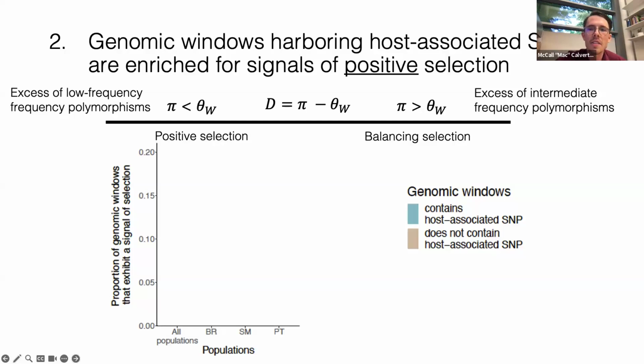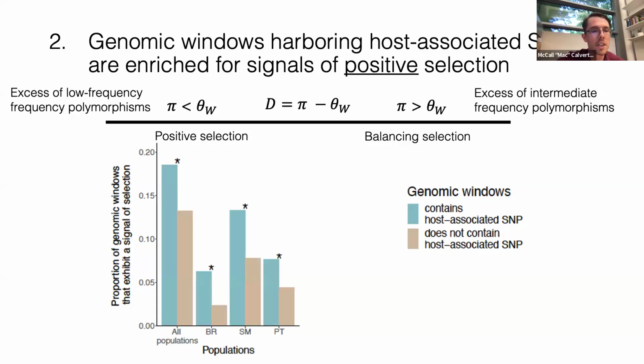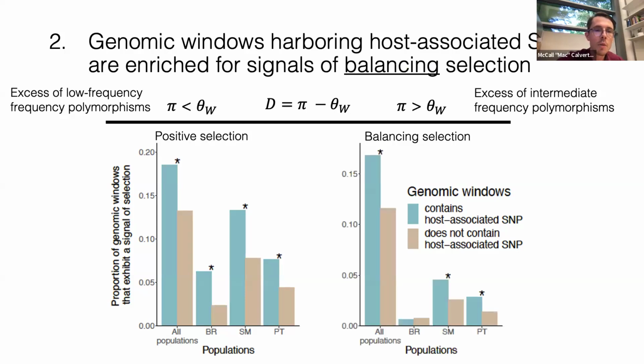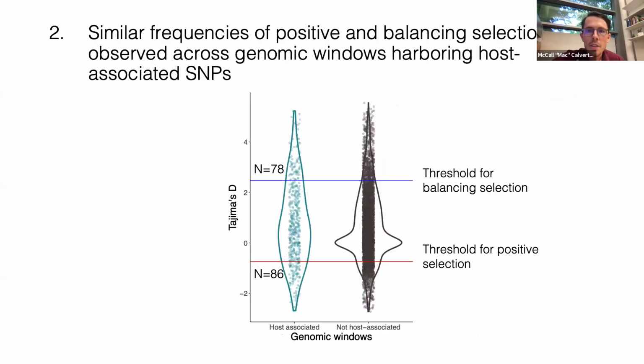So here on the y-axis, we have the proportion of genomic windows that exhibit a signal of selection, and there will be two bars, one colored based off of whether that window contains a host-associated SNP, and one colored for those that do not. And what we see is that genomic windows that exhibit signals of positive selection are enriched for host-associated SNPs, and this pattern is replicated across each of our sampling sites as well. We see a similar pattern for balancing selection too, where genomic windows that exhibit a signal of balancing selection are again enriched for host-associated SNPs.